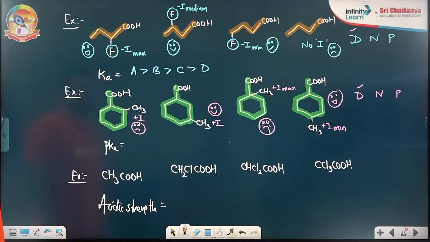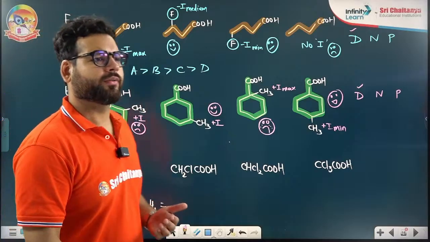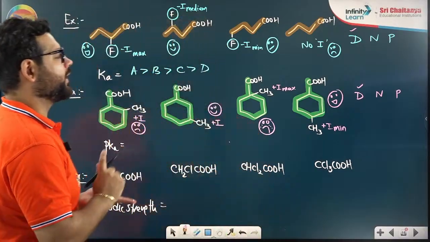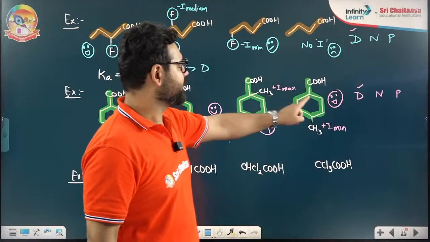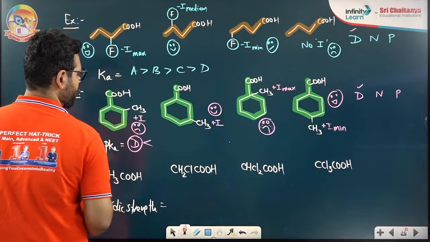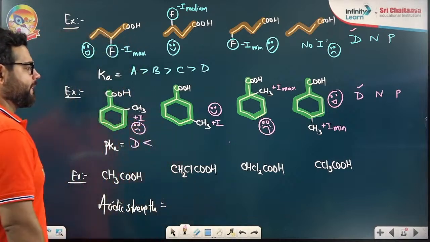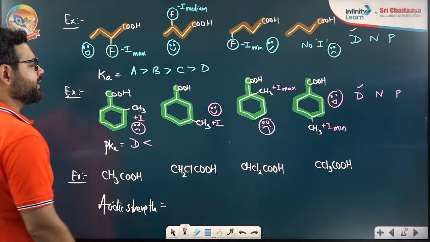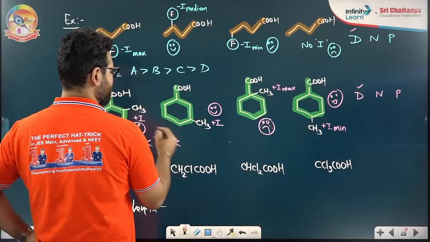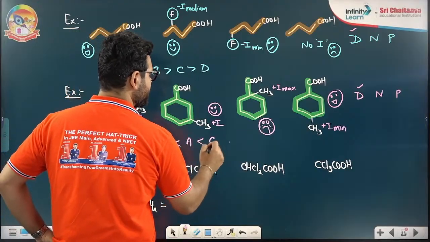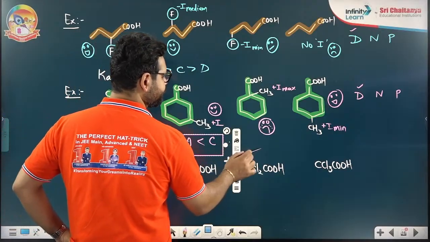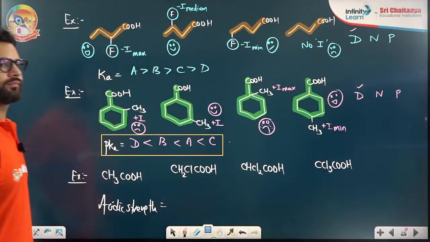Okay. So pKa, on the other hand, will be the inverse of acidic strength. So the best acid is D, so least pKa will be D. The best acid has the least pKa. Second best is B, third best is A, and the worst is C. C will have the highest pKa. This is the order of pKa.